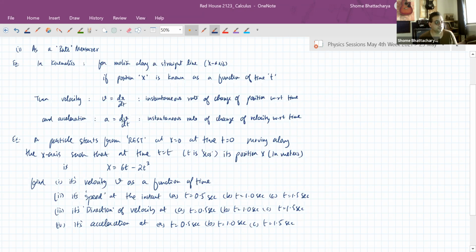Okay, so let's work out this question based on the explanation given above, that we can define velocity as instantaneous rate of change of position versus time, that is dx by dt. And we can define acceleration as instantaneous rate of change of velocity with respect to time. Additionally, from this, we can also understand that speed is nothing but magnitude of the velocity at any instant. So just try out this question and send me the answers.